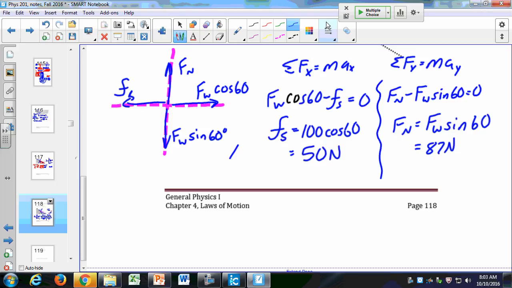Find the coefficient. We know that our maximum static frictional force is equal to mu s times the normal force. I wrote it as an equality because we're looking for the maximum static frictional force, which would tell us what our mu is. And so mu is 50 over 87, which is approximately 0.6, I think. Is that right? Somebody tell me? Okay, we'll call it 0.6. Emma?